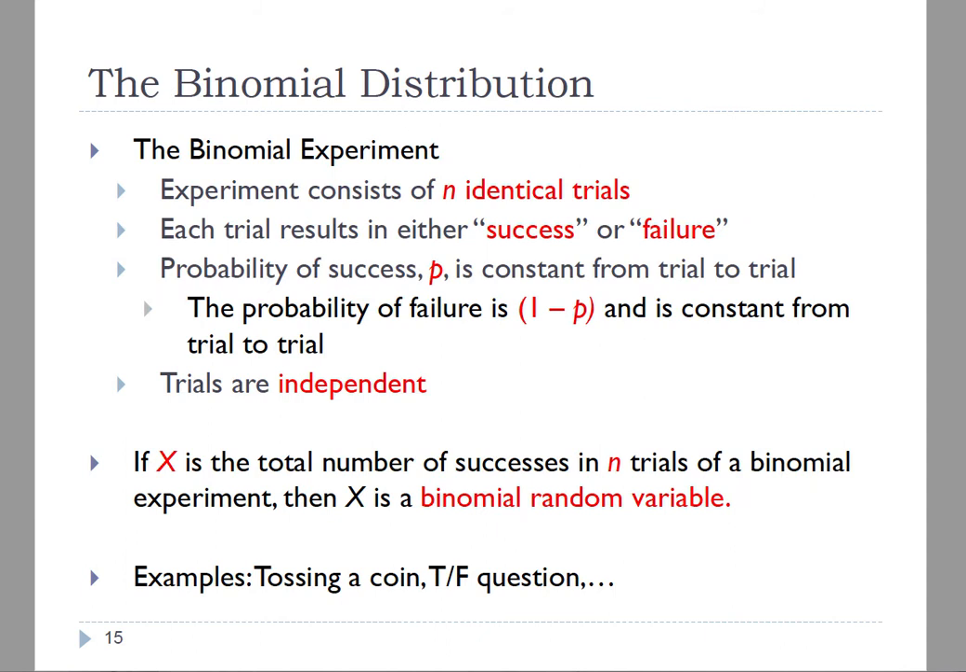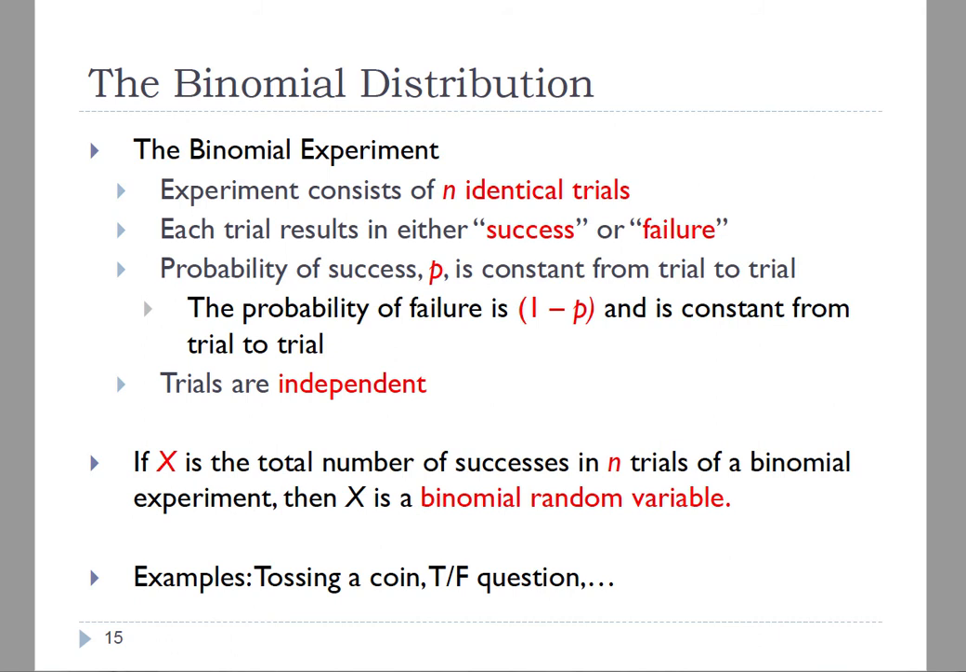So, by listing the possible values of x with the corresponding probability of each, you can actually construct a binomial probability distribution. The binomial probability distribution is associated with a multiple-step experiment that we call the binomial experiment. And a binomial experiment satisfies certain conditions.